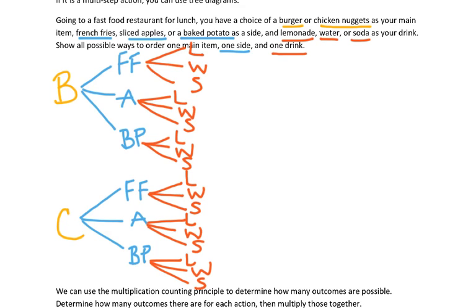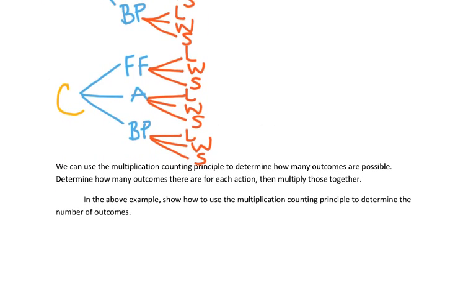So it says to show all possible ways to order. So one possible way is a burger, French fries, and lemonade. Another possible order is burger, French fries, water, and you can work your way all through that list. Now, if we weren't asked to show all the ways to order and we were just wondering how many ways we could order, we could simplify this whole process by using the multiplication counting principle. And that's the next part of our notes here.